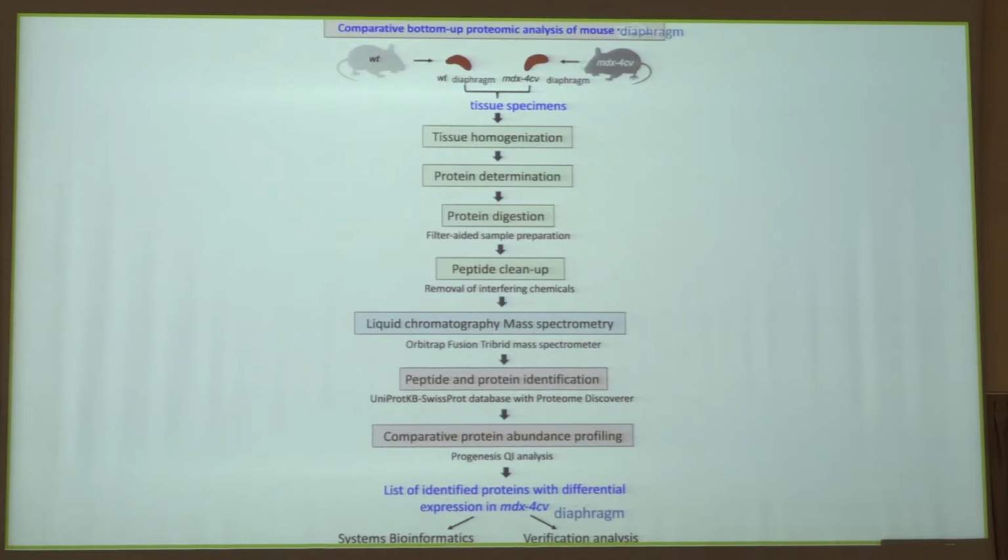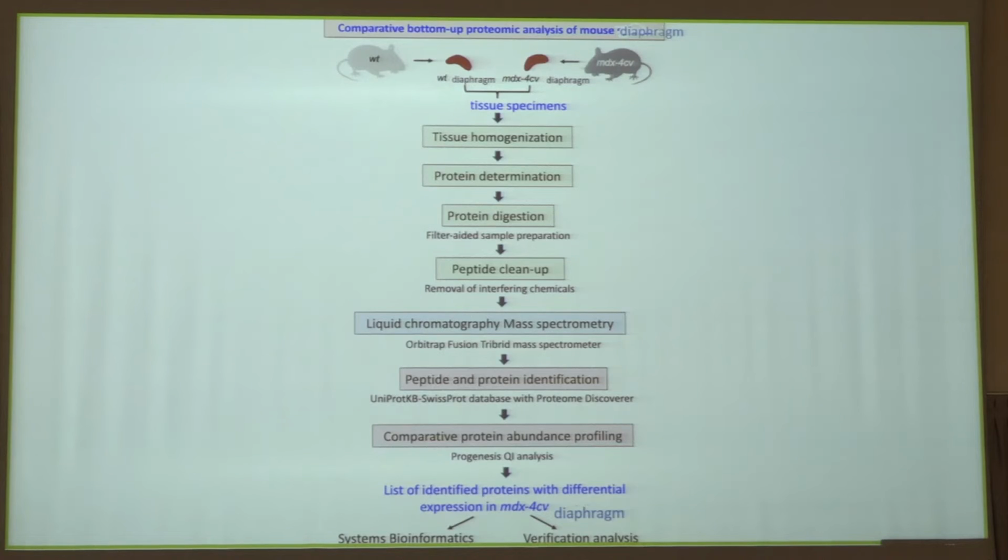Currently, in our lab, we're working on an experiment comparing the proteomes of mouse diaphragm muscle from 4 different groups of mice. The groups are young wild type, young dystrophic, aged wild type, and aged dystrophic. The young diaphragm is from 3-month-old mice, while the aged is from 15-month-old mice. We took 6 diaphragms from each subgroup, and we performed comparative bottom-up proteomic analysis, the process of which is seen on the screen now.